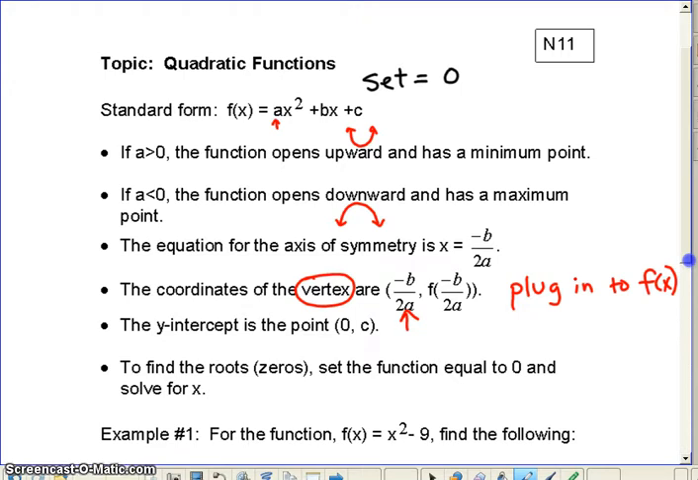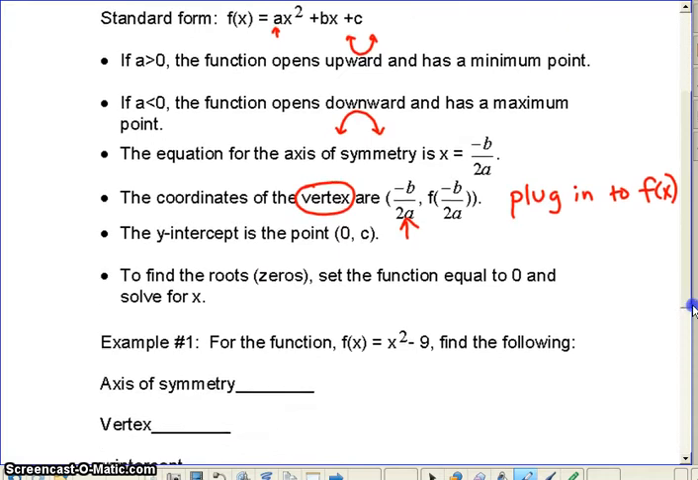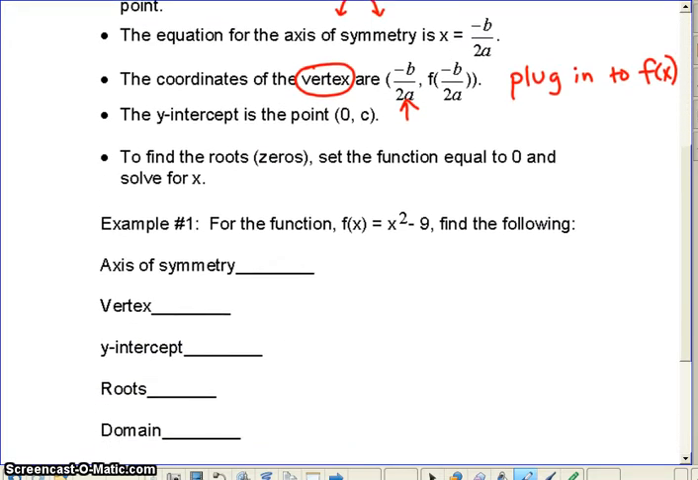Okay, your y-intercept is really easy. It's 0, c. To find the roots, you're going to factor it just like we did in the previous lesson. Find out where it crosses x.